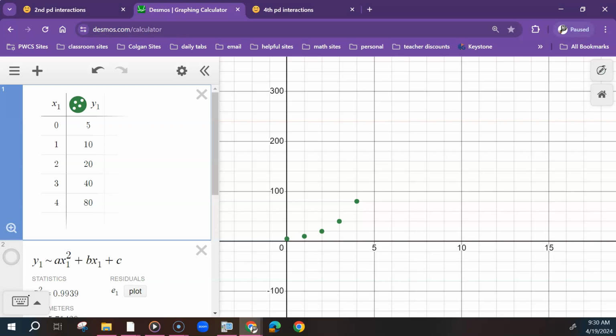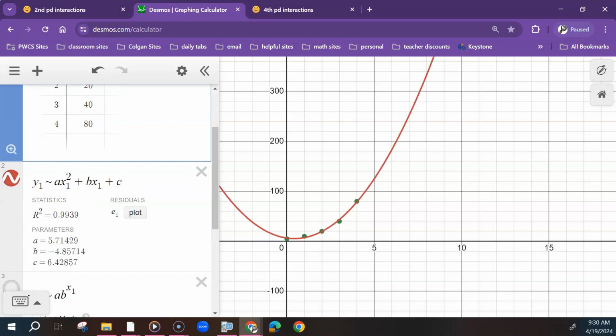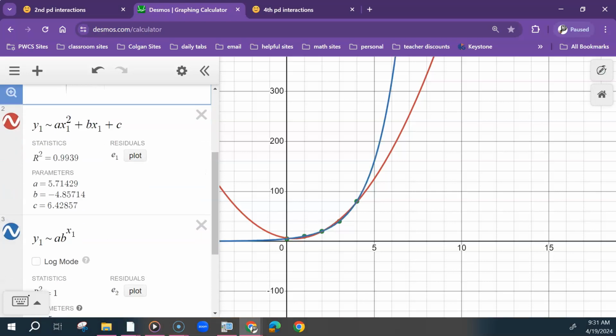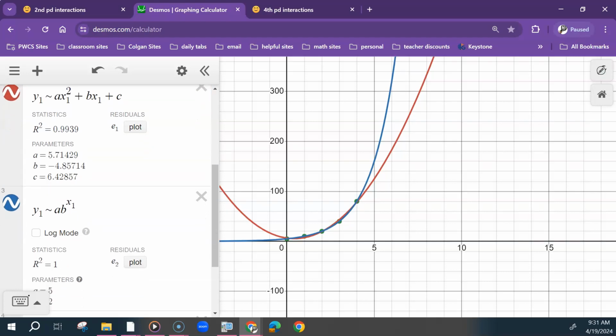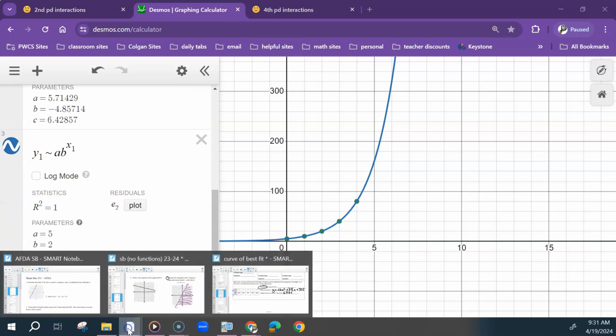What's this? Exponential. So it is making that curve. I am still going to show you both. It is exponential. But if I did the quadratic, all of the points fall along this, and it looks like it could be that, but it also looks like it could be exponential. So this would be a case where you would really need to look at the correlation coefficient. This one is really close to 1, but this one is 1, so it has to be that one. If it is 1, that is your answer. If it's not, it's whichever is closest. So with our exponential, y equals 5 times 2 to the x.